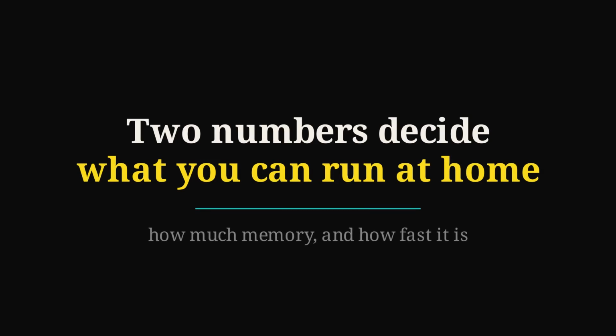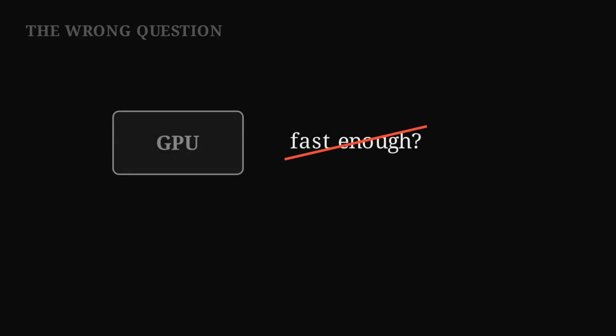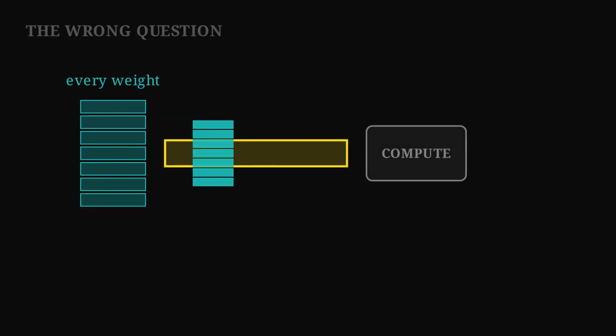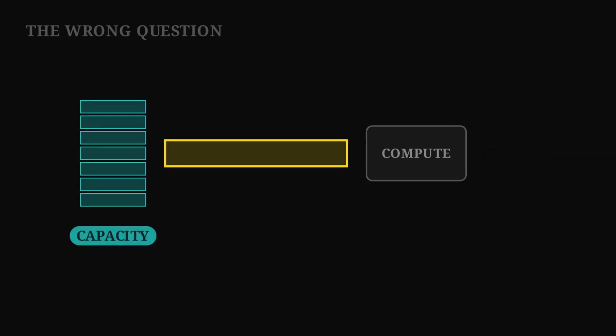Today we're working out what it actually takes to run a good AI model on your own machine. Almost everyone starts by asking whether their graphics card is fast enough, and that is the wrong question. To produce a single token, the machine reads every weight in the model out of memory, not some clever subset, all of them every time. So the arithmetic units mostly sit waiting, and the pipe between memory and compute does the real work. Two numbers decide what you can run and how it feels: how much fast memory you have, and how fast that memory is.